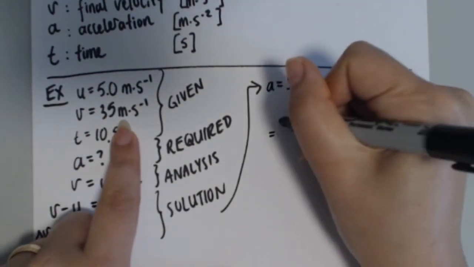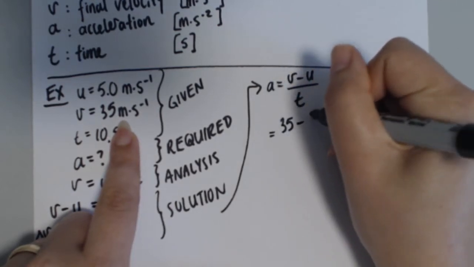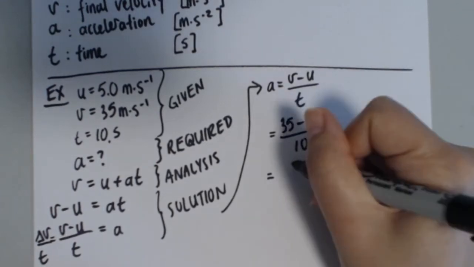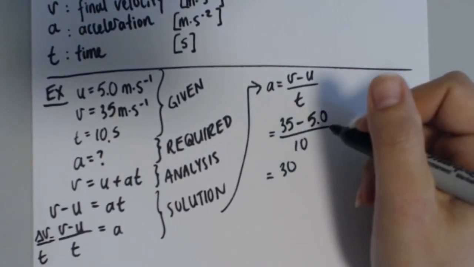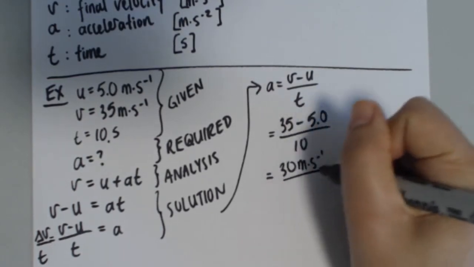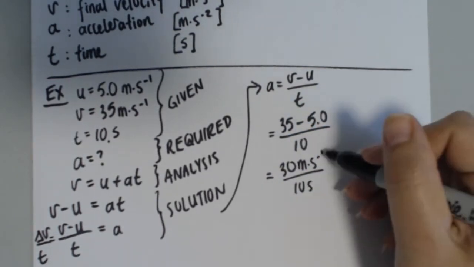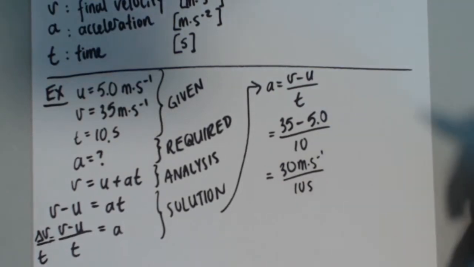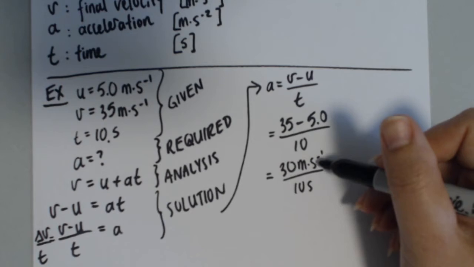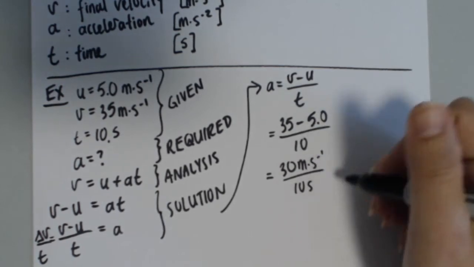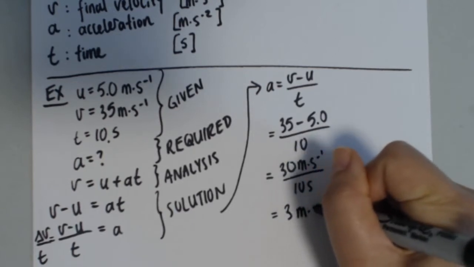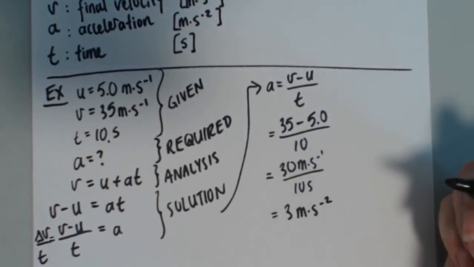Okay, so here are my values. 35 minus 5 divided by 10. 35 minus 5 is 30. Now, in the numerator, I have units of meters per second. In the denominator, I have units of seconds. So I have seconds to the minus 1 in the numerator, and if I have seconds in the denominator, this is going to become seconds to the minus 2. So 30 divided by 10, that's 3. So 3 meters per second squared. That is the acceleration.